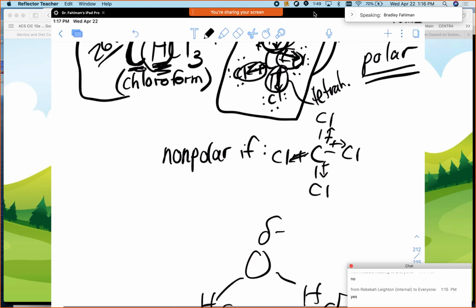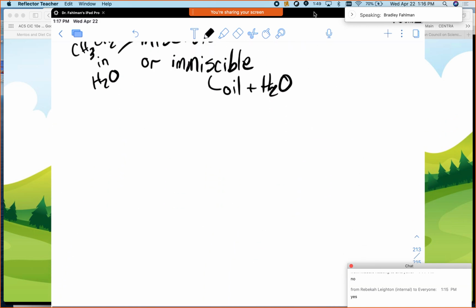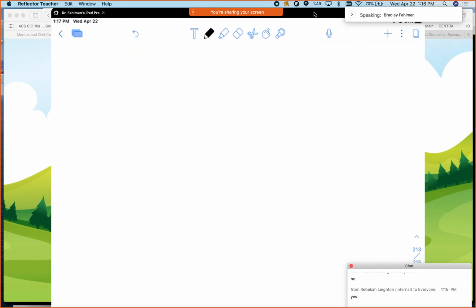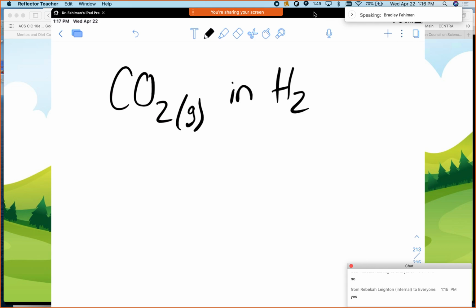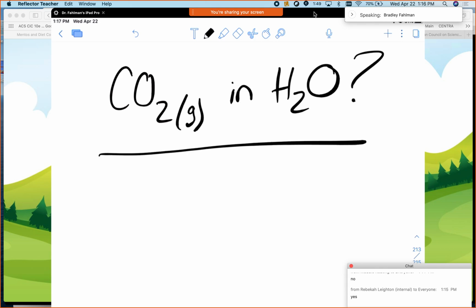Okay, all right, so let's talk applications. Here's one that I want to talk about. What do you think? Carbon dioxide in water, is that soluble or not?